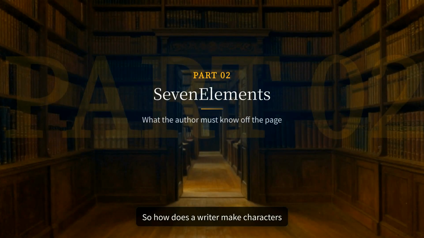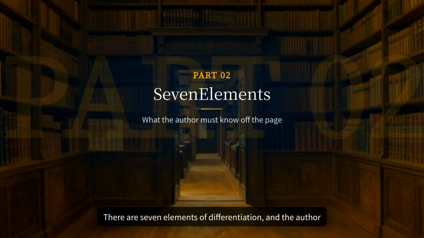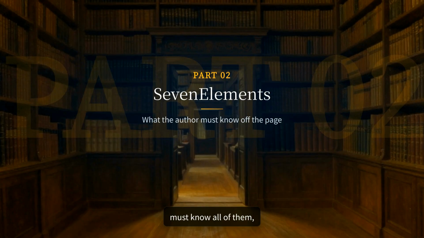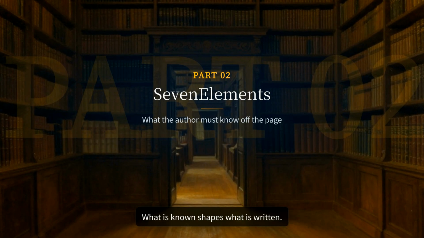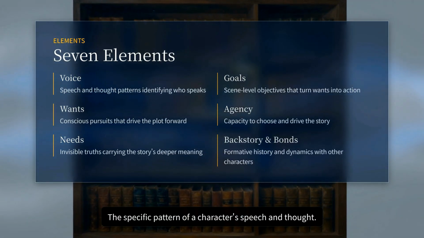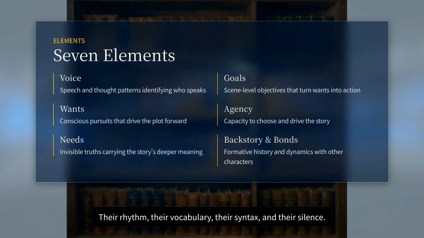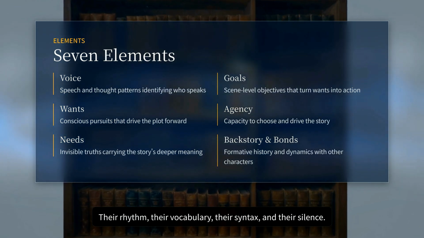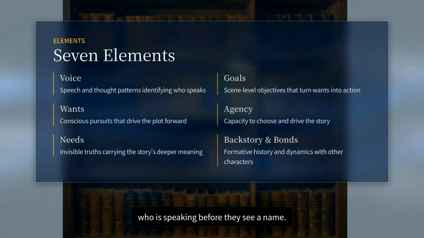So how does a writer make characters genuinely distinct from one another? There are 7 elements of differentiation, and the author must know all of them, even when they do not all appear on the page. What is known shapes what is written. The first is voice, the specific pattern of a character's speech and thought, their rhythm, their vocabulary, their syntax, and their silence. When voice is working, the reader can identify who is speaking before they see a name.